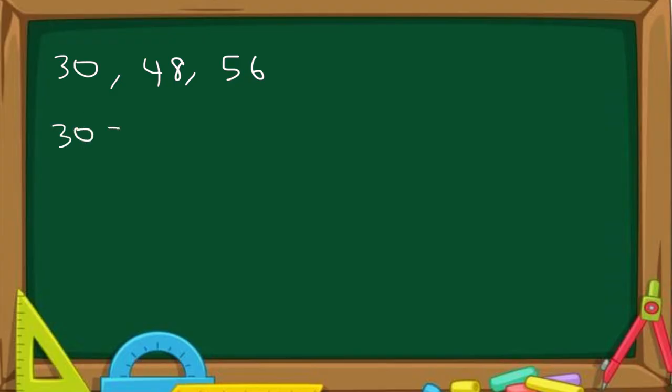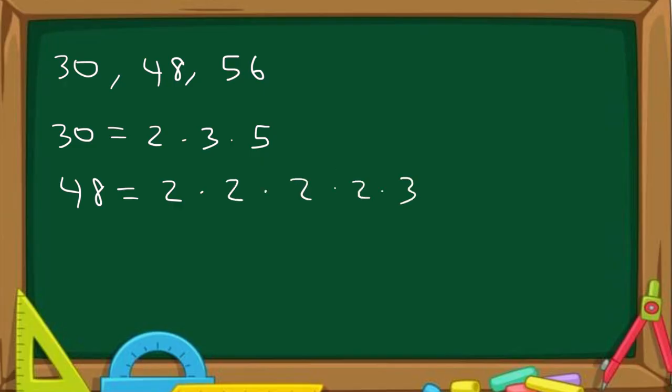So 30 is 5 times 6, or 6 times 5, and 6 is 2 times 3. So that's the prime factorization of 30. The prime factorization of 48: it's 2 times 24, and 24 is 2 times 12, and 12 is 2 times 6, and 6 is 2 times 3. So that's the prime factorization of 48. And 56 is 2 times 28, 28 is 2 times 14, 14 is 2 times 7.